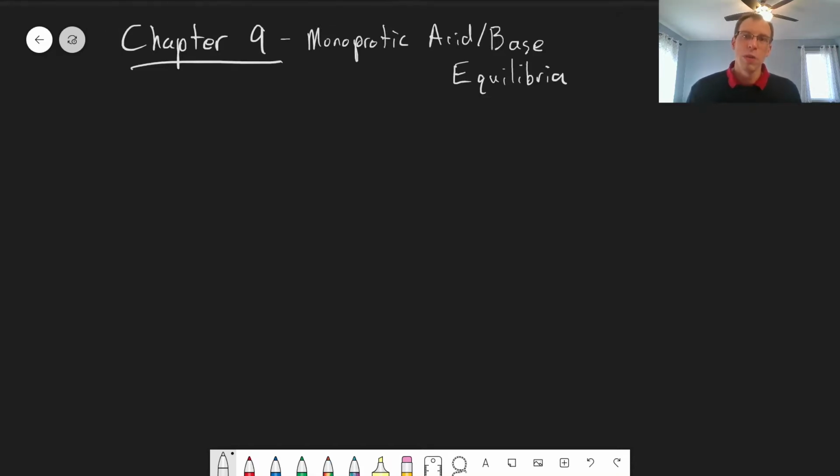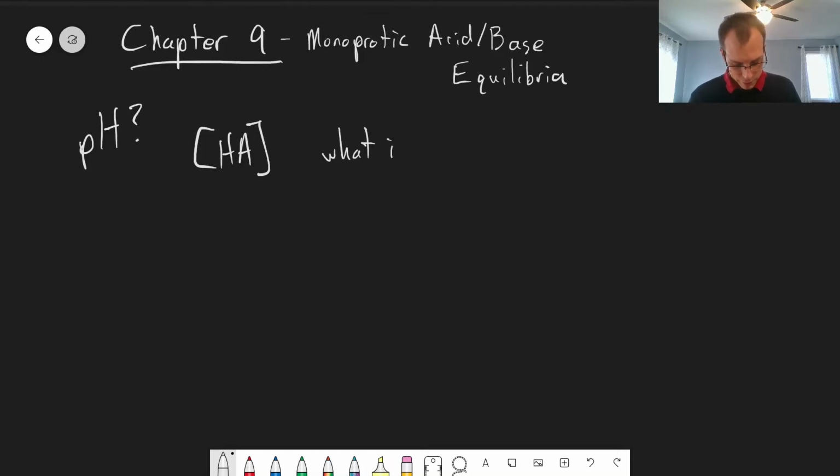So when we're thinking about monoprotic acid-base equilibria or any acid-base equilibria, one of the big questions we often are trying to figure out is, if we know the concentration of an acid or base in a solution, what's the pH? And that's one of the most common calculations we're going to be doing: given a concentration of, say, a weak acid, where HA is our generic weak acid, what is the pH? Now, this is obviously going to depend on many factors, but that's the main thing we're going to look at.